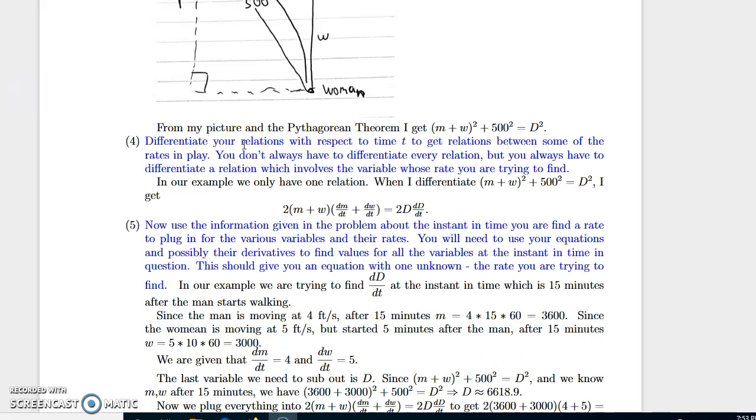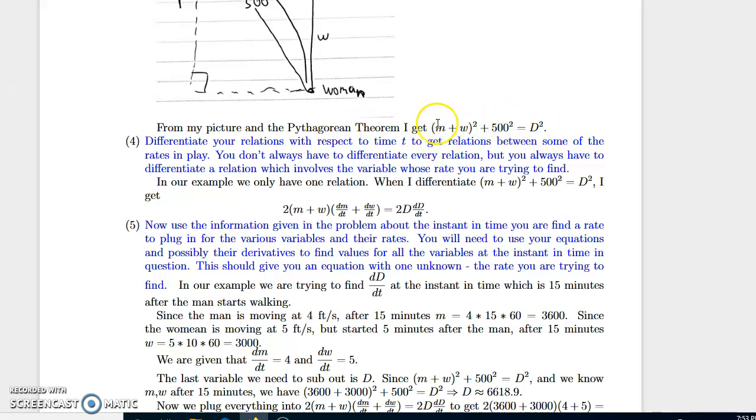Now the next step is to differentiate relations with respect to time. This will give new relations, aka new equations, between some of your variables and the rates that are involved in your problem. You don't always have to differentiate every relation, but you always have to differentiate a relation which involves the variable whose rate you are trying to find. Now in our example, we only had one relation, though in more complicated examples you'll have more. However, since the variable we're trying to find the rate of is capital D, we'd have to differentiate some equation that had a capital D in it.